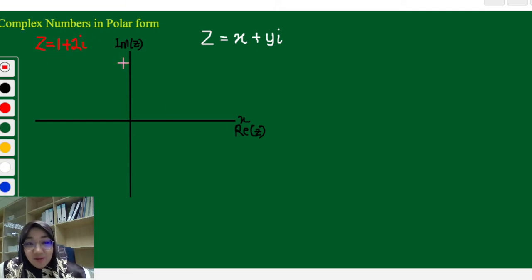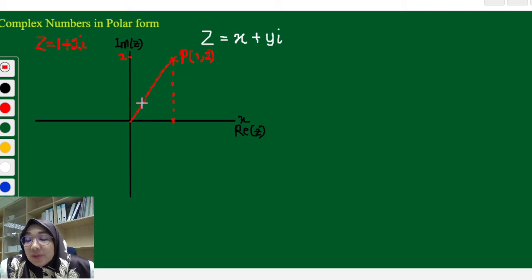So 1 unit on x-axis and then 2 unit on the imaginary part along the y-axis, katakanlah somewhere here. So somewhere here, so you have P coordinate 1, 2 lah. Coordinate x still 1, coordinate y 2. So this is the line.